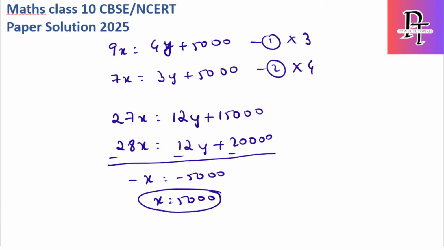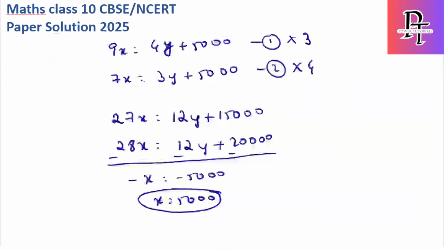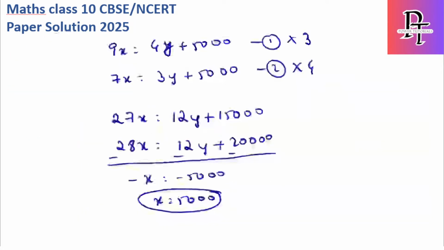Okay, are they asking for the y value also? Let's see what they are asking. With respect to monthly incomes, they're only asking about monthly income, not expenditure, so there is no need to find the y value. Express the given situation algebraically as a system of linear equations in 2 variables, hence find the respective incomes.